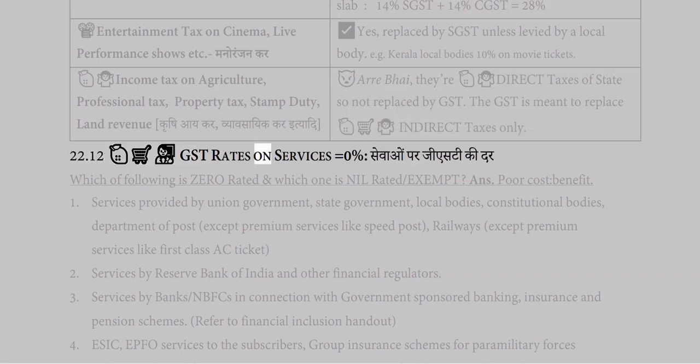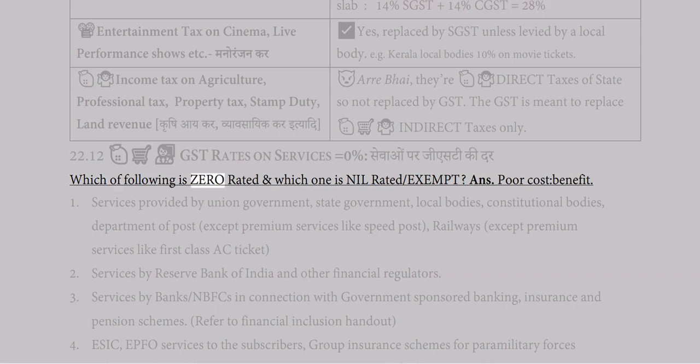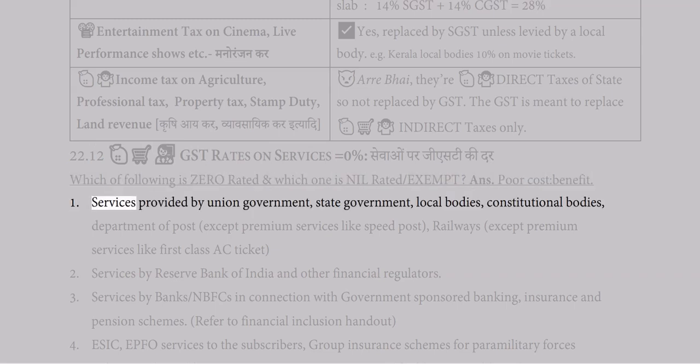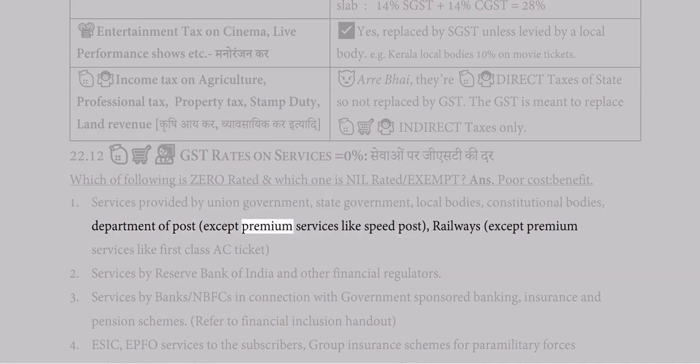GST rates on services: 0%. Which of the following is zero rated, and which one is nil rated or exempt? 1. Services provided by the union government, state government, local bodies, constitutional bodies, Department of Post, except premium services like speed post, and railways, except premium services like first class AC ticket.